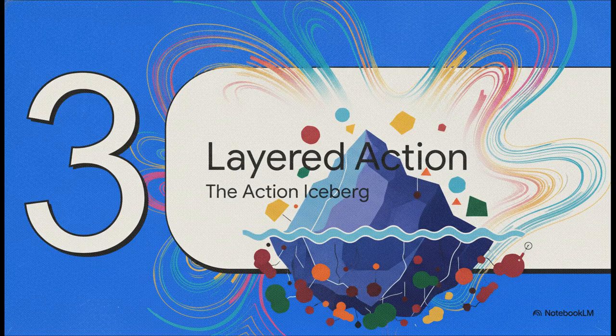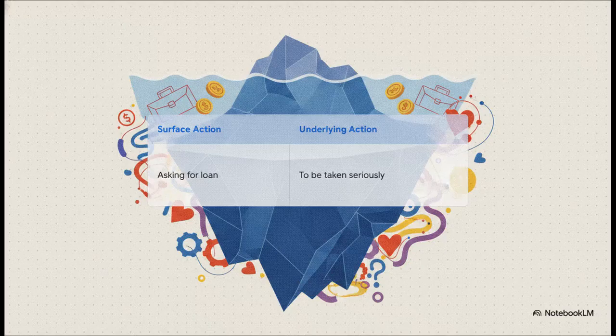The power of layered action, the action iceberg. Now, what's really interesting about this is that human beings are rarely simple, and great characters shouldn't be either. Think of action like an iceberg. What you see on the surface is almost never the whole story. On the surface, a character might be asking for a loan, a purely material want. But the underlying action, that massive part of the iceberg hiding underwater, is that they are asking to be taken seriously. That is psychological and emotional. The material request is just a convenient cover. It's a tangible vehicle for a much deeper psychological need, and that is where the magic of a scene truly happens.